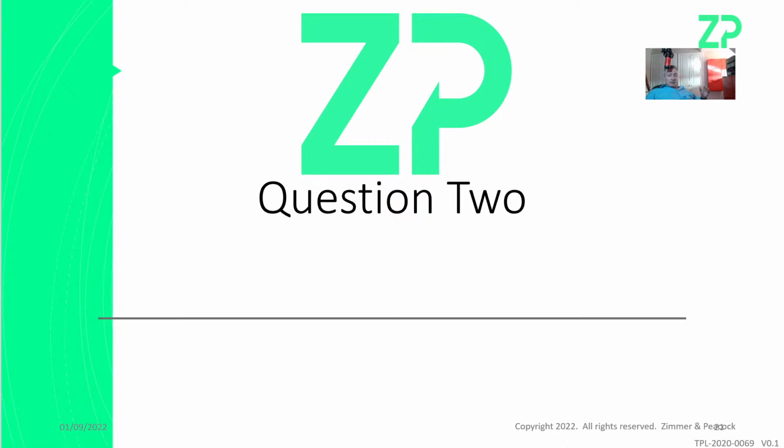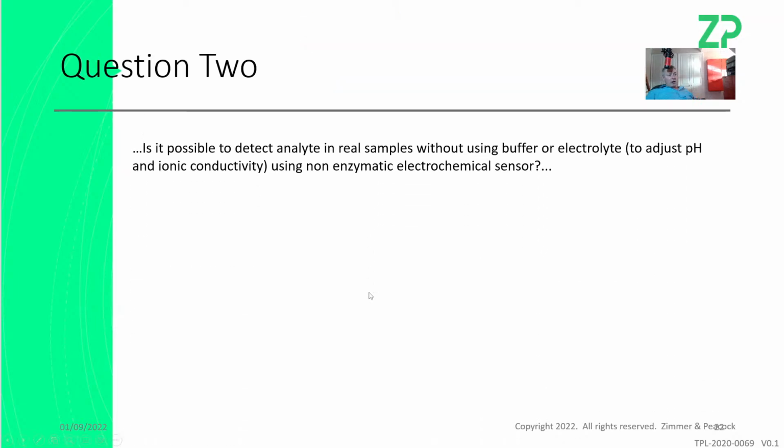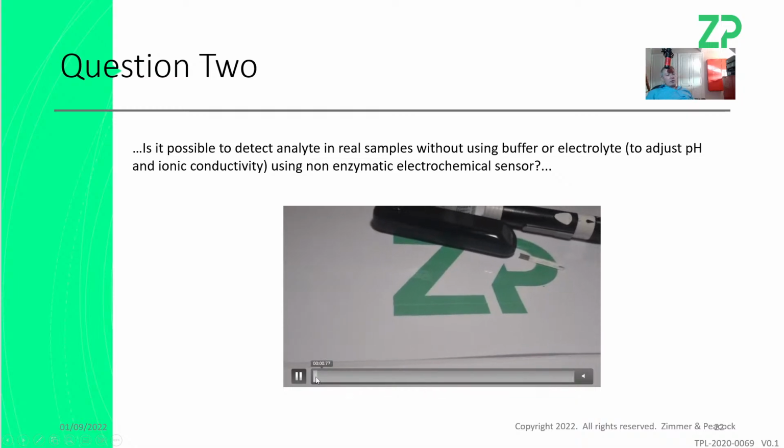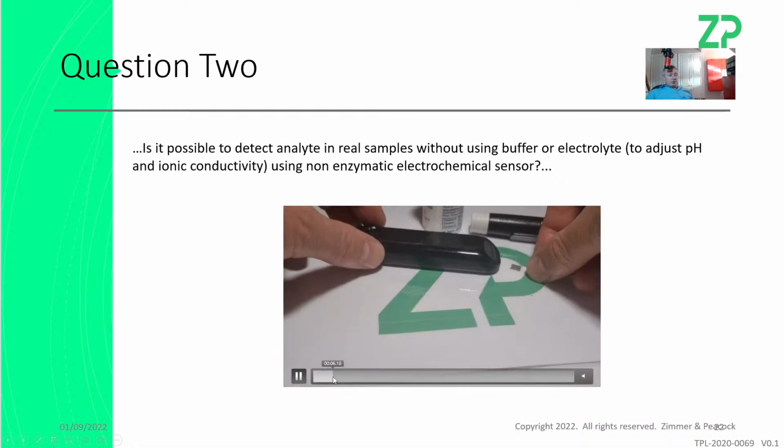So question 2 is actually slightly overlapping with question 1 a little bit, which was, can I test real samples without adjusting for pH or ionic conductivity? So I'll go quite quickly. This is a video I made just this week.